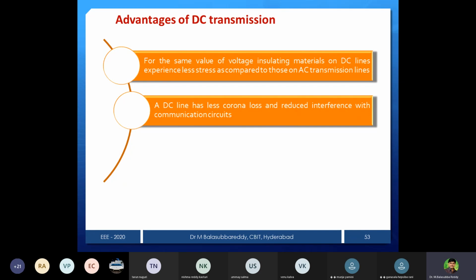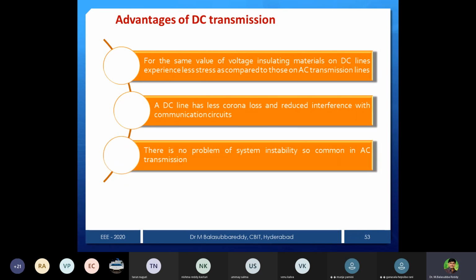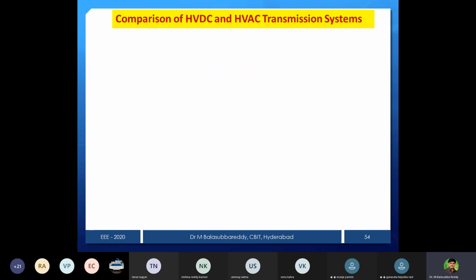A DC line has less corona loss and reduces interference with communication lines. So corona will also be less. There is no problem of system instability, which is common in an AC transmission system. In AC there are instability problems, but in DC there is no problem of system instability.